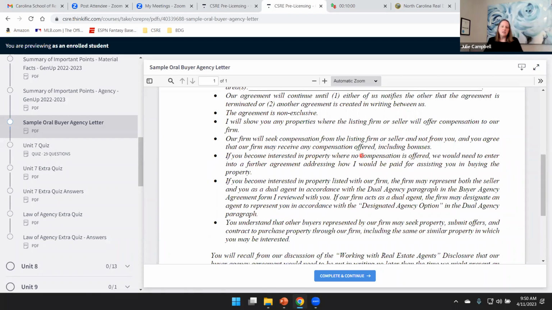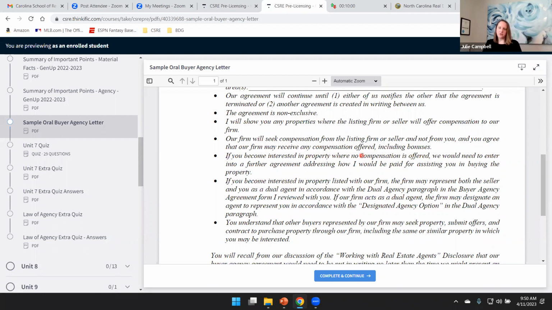Since they don't owe me commission yet, if we come across a property with a seller that isn't willing to pay me, then we may need to get that buyer agency agreement in writing, because they don't owe me compensation under an oral buyer agency agreement.